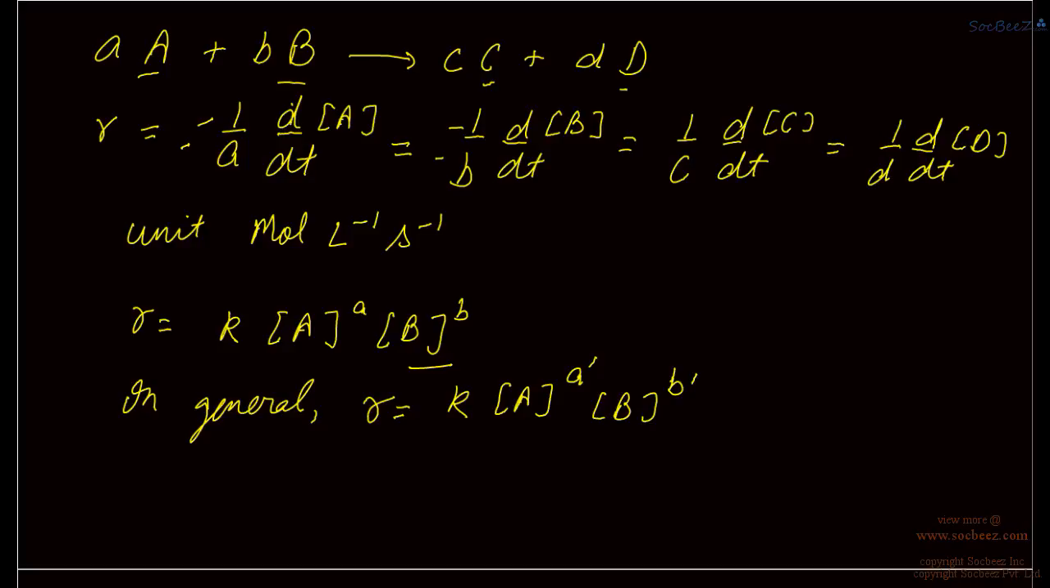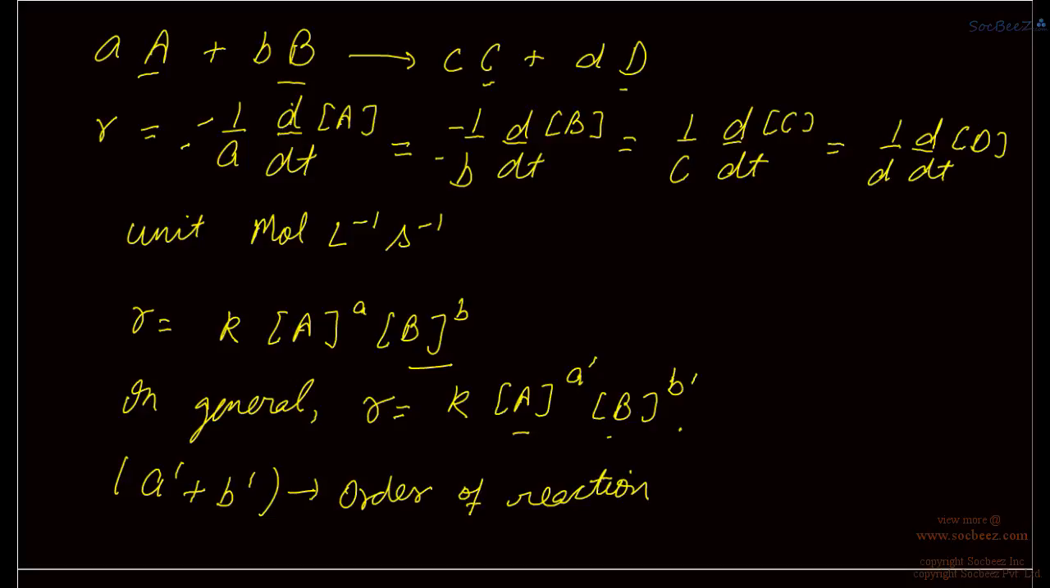And also, a dash and b dash can be negative, they can be positive, or they can be zero, or even they can be fractional. So the quantity a dash plus b dash is known as the order of reaction, where a dash is the order of this reaction with respect to species A, and b dash is the order of this reaction with respect to species B.